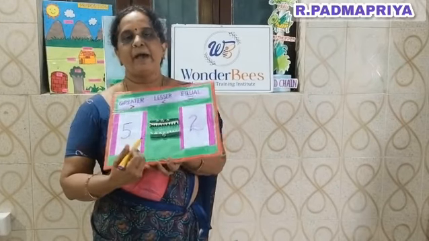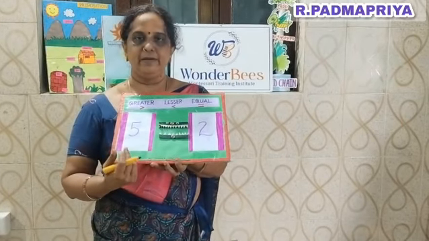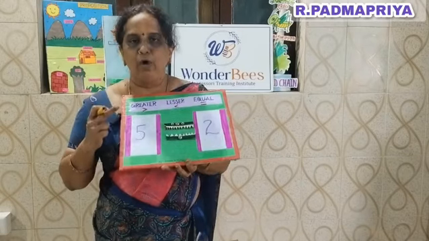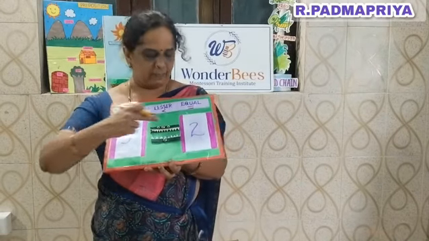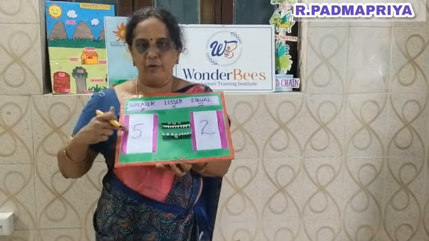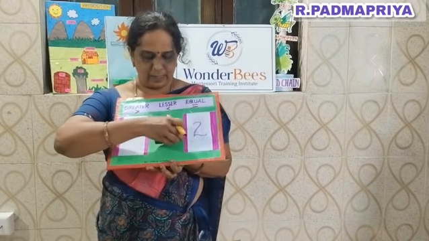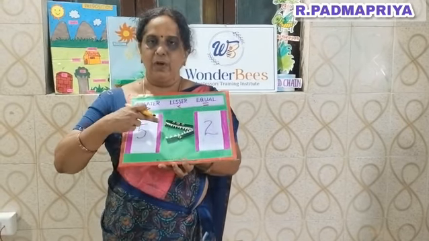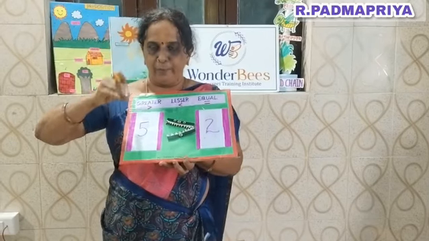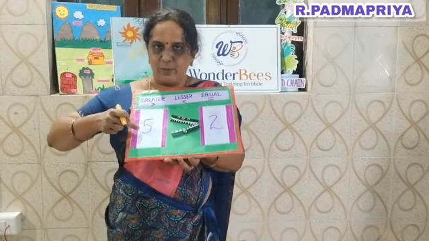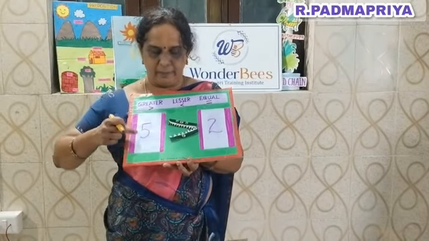We are going to see comparison of numbers today: greater, equal and less. Now we all know the numbers, this is 5 and this is 2. We all know 5 is greater than 2. Since 5 is greater than 2, the crocodile has its mouth open at 5. So this is bigger, this is a greater number.